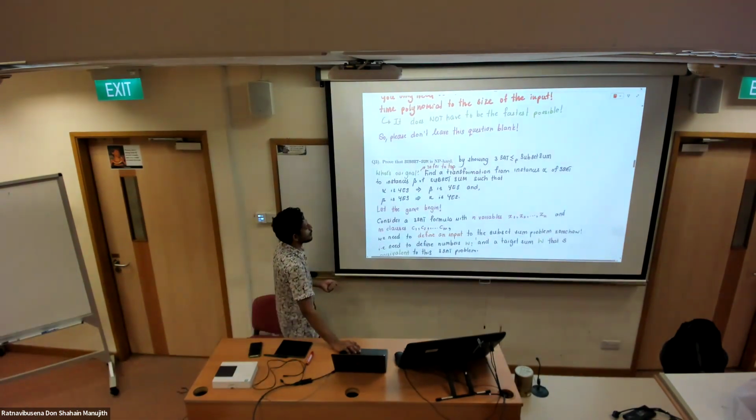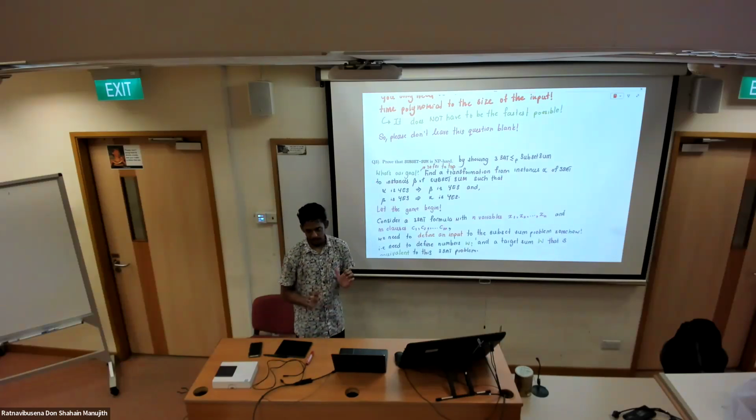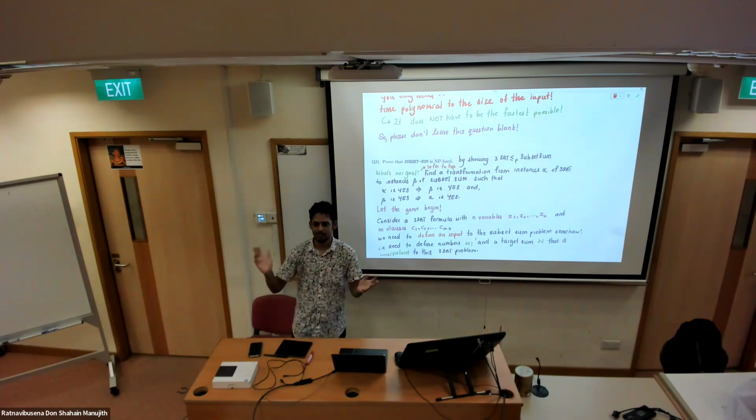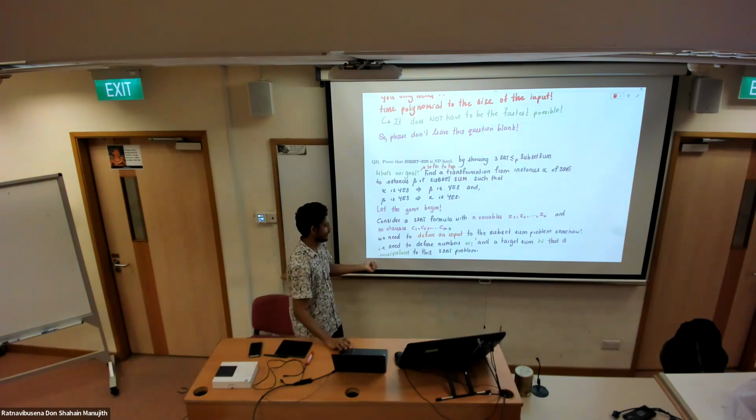So consider a 3-SAT formula with n variables x1, x2, until xn and m clauses c1, c2, until cm. Variables are not literals. A literal can be x1 bar. Variable means just the atomic thing x1, x2, until xn. Literals can be the negation. So variables are these and clauses are c1, c2, until cm.